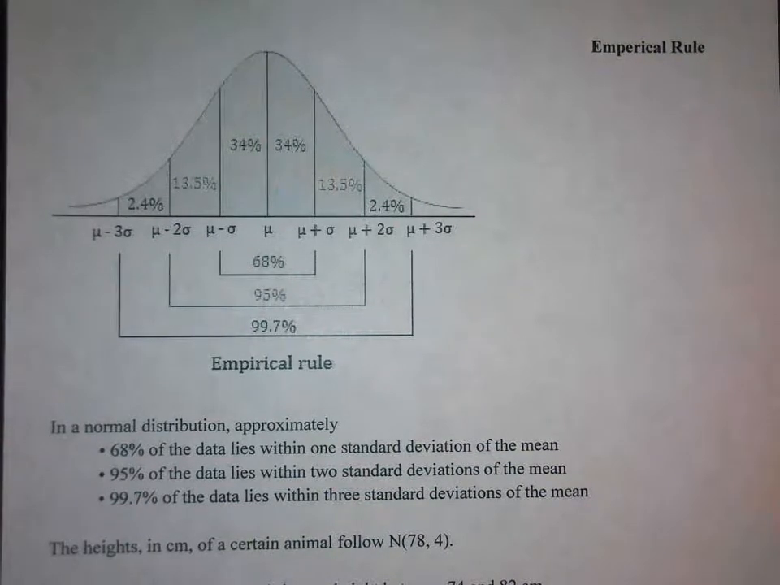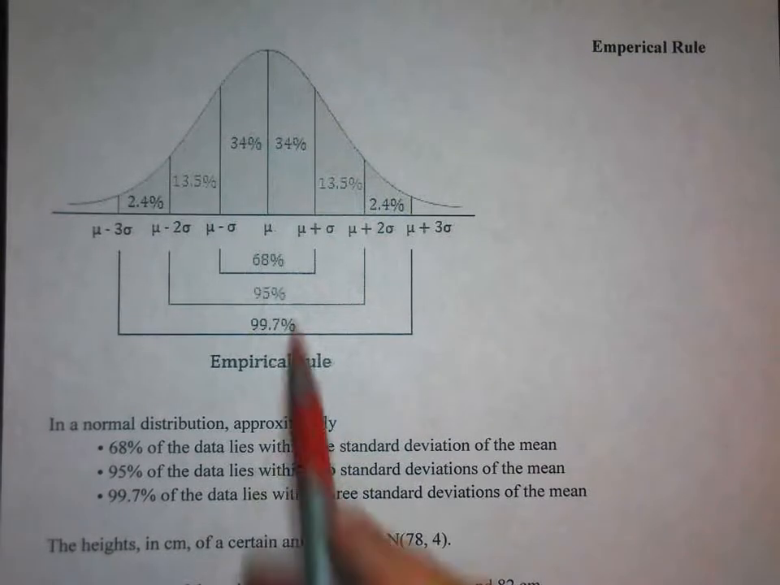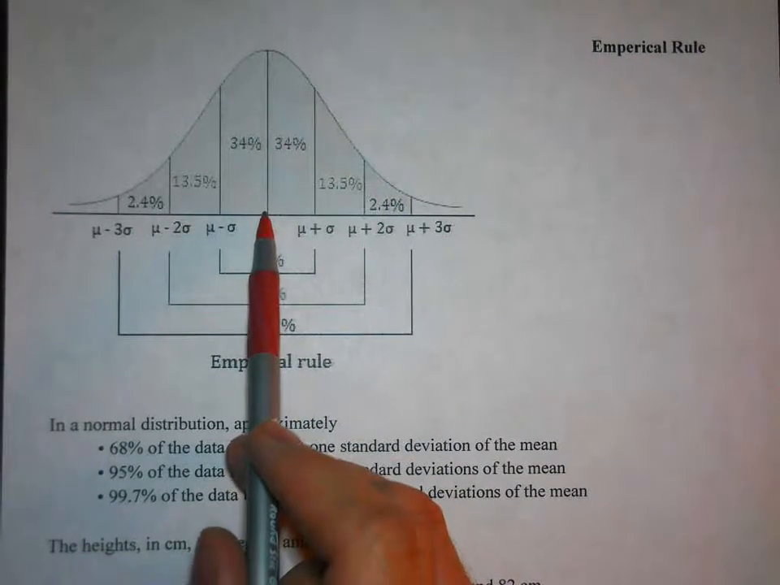Okay, here we're going to look at the empirical rule for the normal curve. And the empirical rule is a fairly straightforward rule that just tells you the percentages of data that is within 1, 2, and 3 standard deviations from the mean. So mu, the mean, is right in the center.